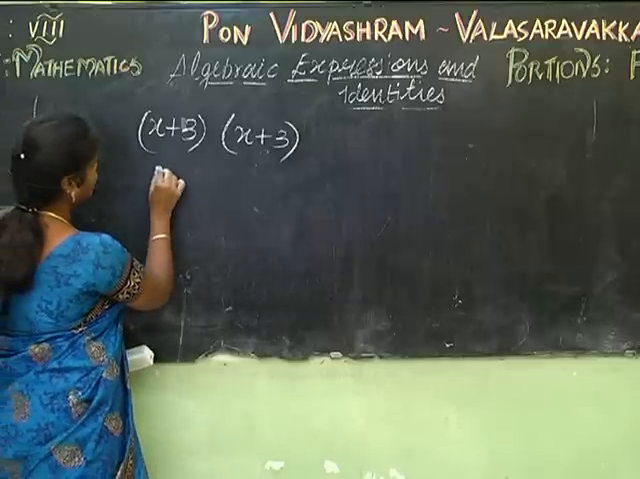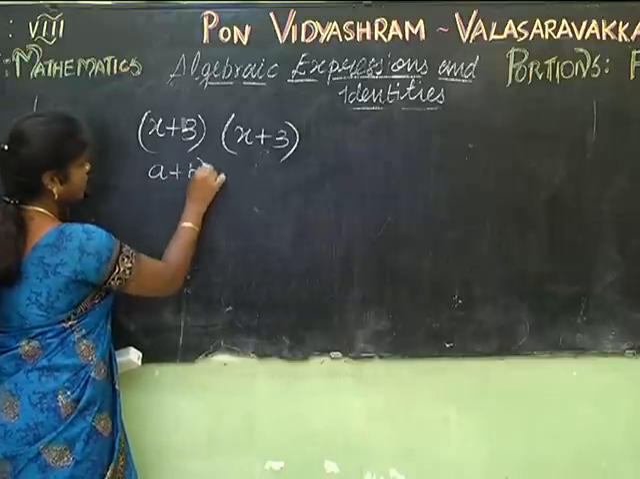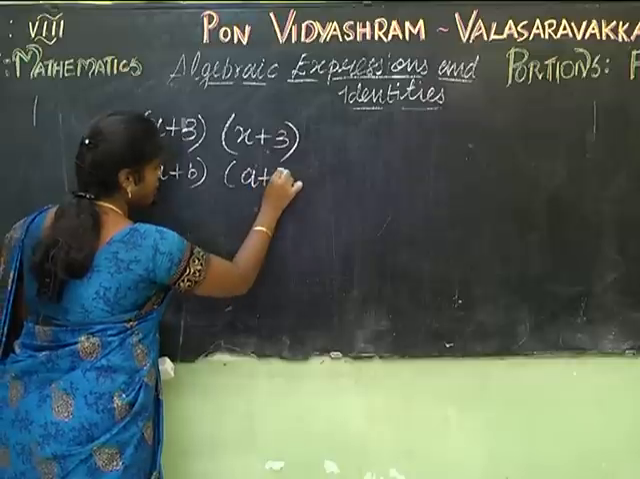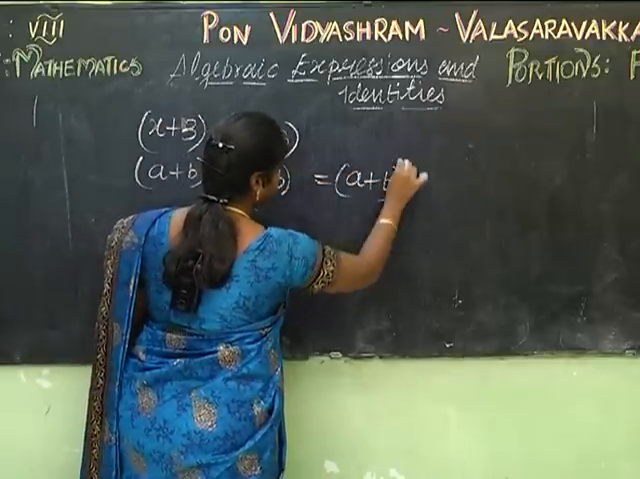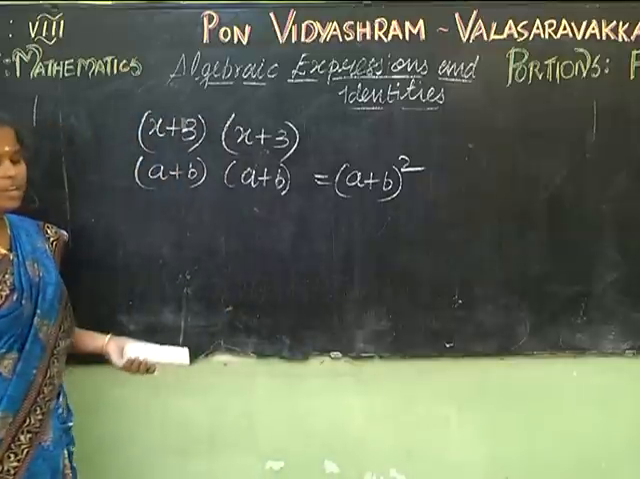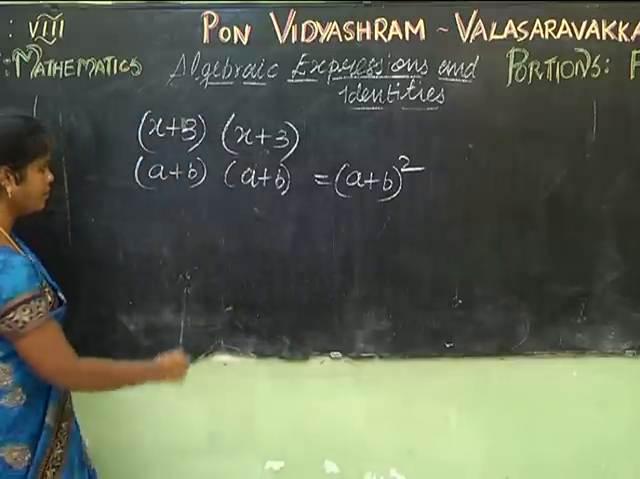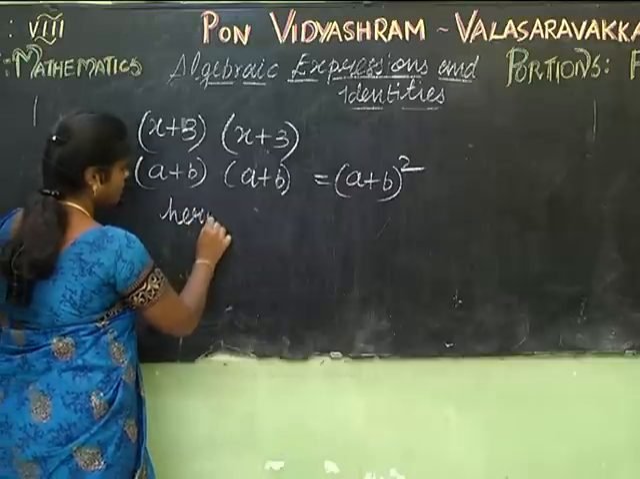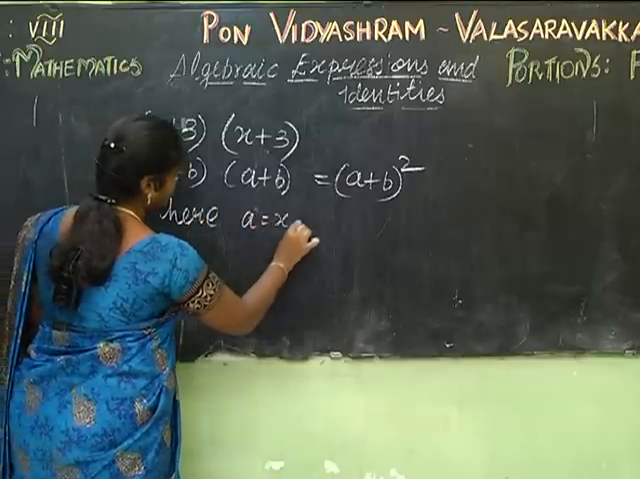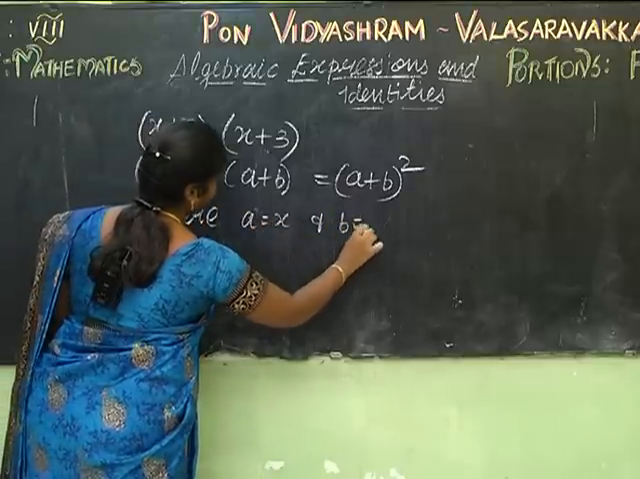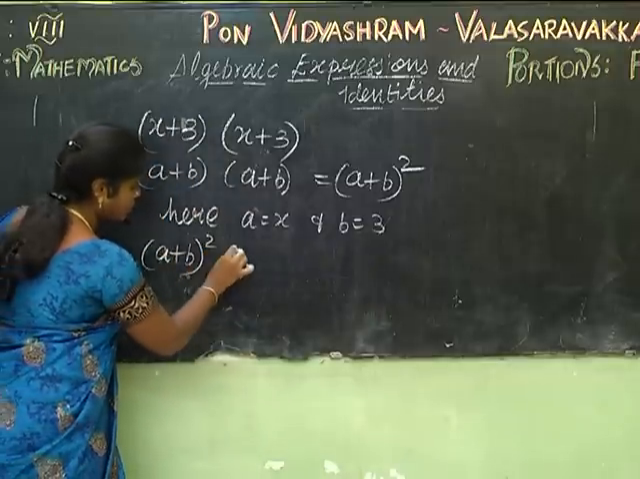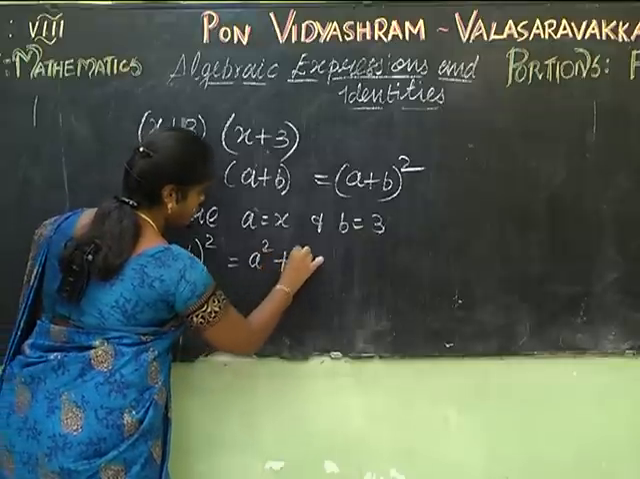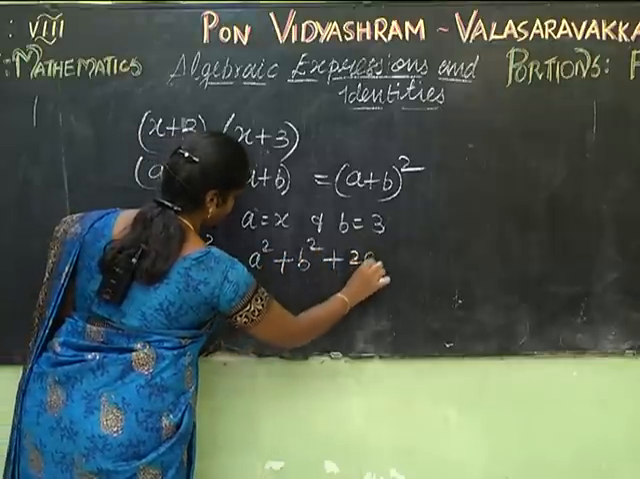See, this is of the form (a plus b) into (a plus b). Already we know that it is (a plus b) the whole square. So we can use the (a plus b) the whole square identity. Here a is equal to x and b is equal to 3. We know the identity (a plus b) the whole square is equal to a square plus b square plus 2ab.